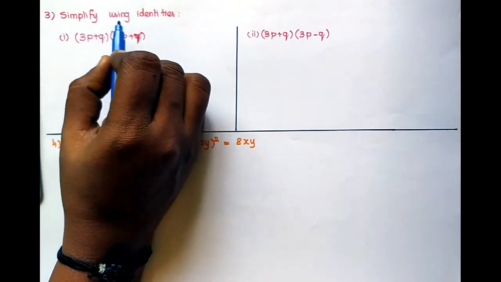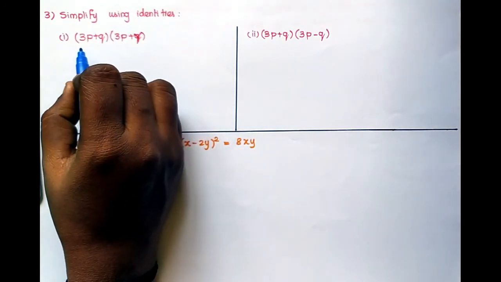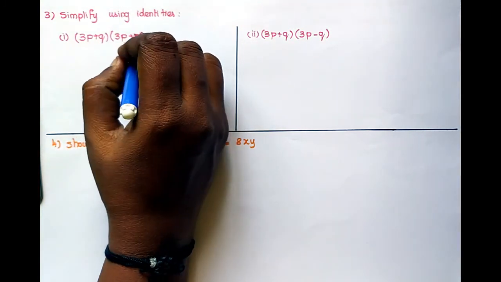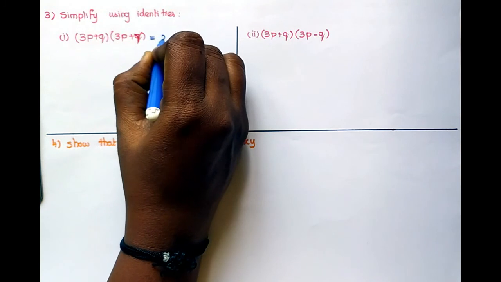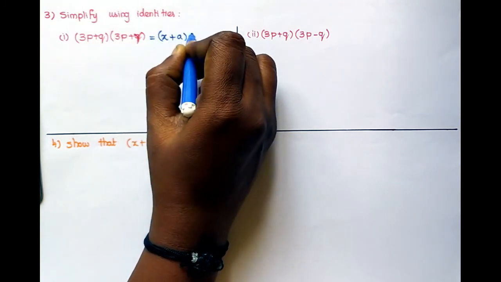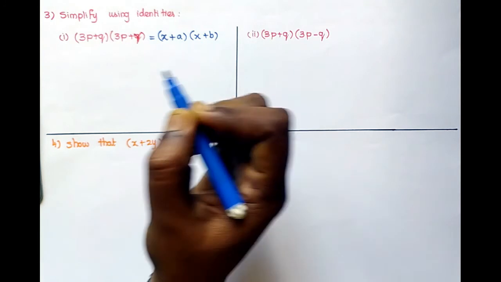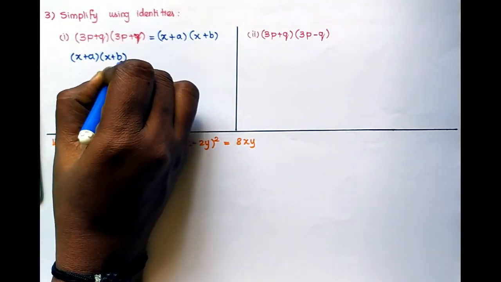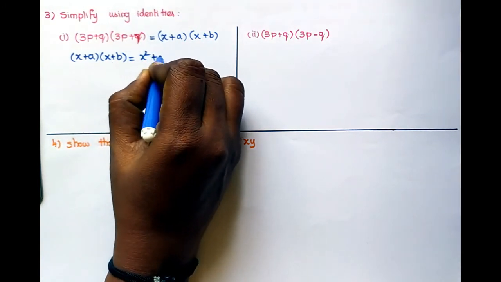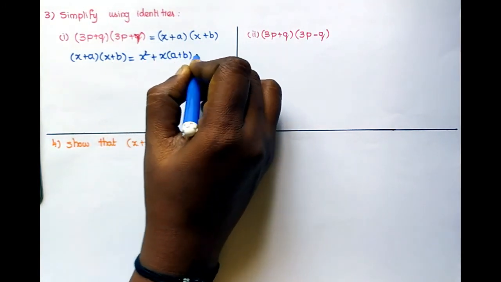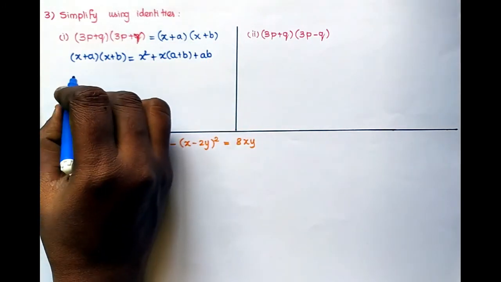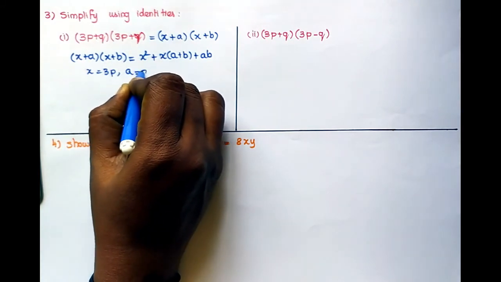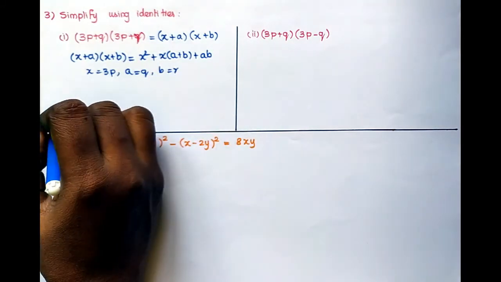There are some problems to simplify using identities. First one, 3p plus q into 3p plus r. So it is in the form x plus a into x plus b. What is the formula for that? X plus a into x plus b equals x squared plus x into a plus b plus ab. Now what is x? X equals 3p, a equals q and b equals r.